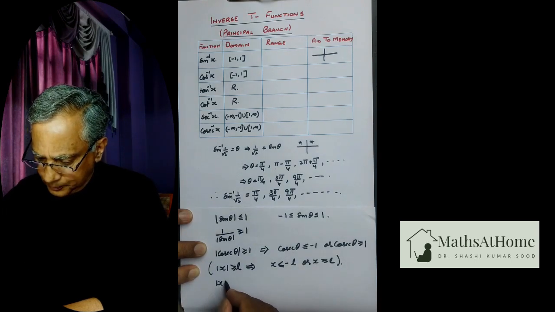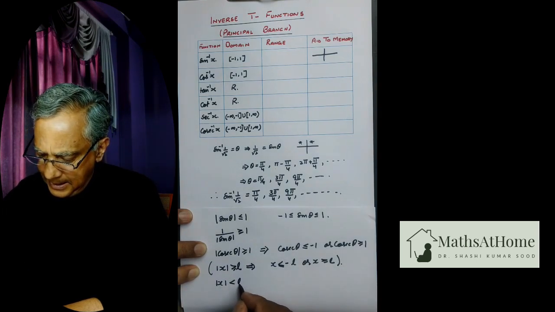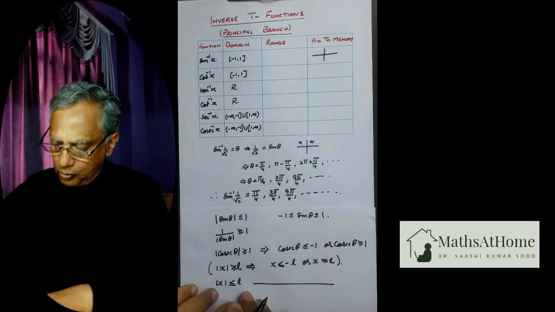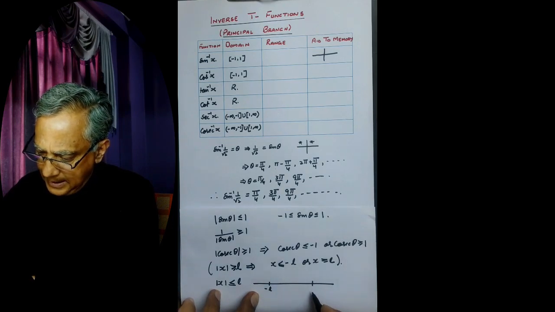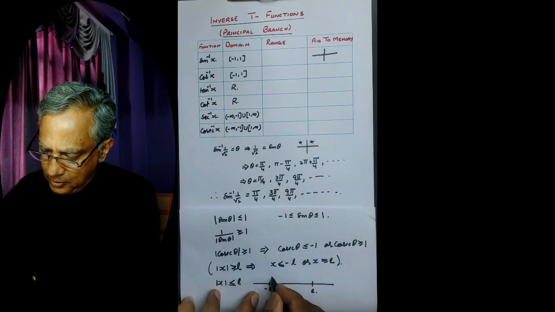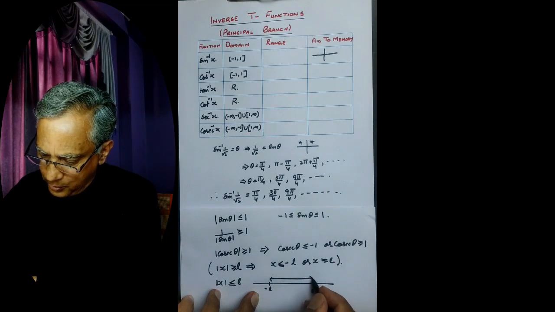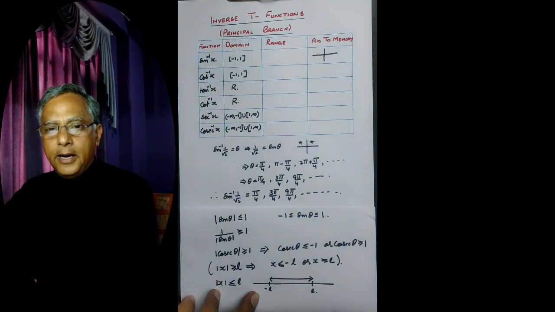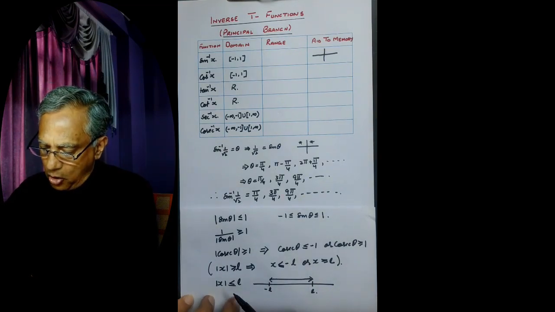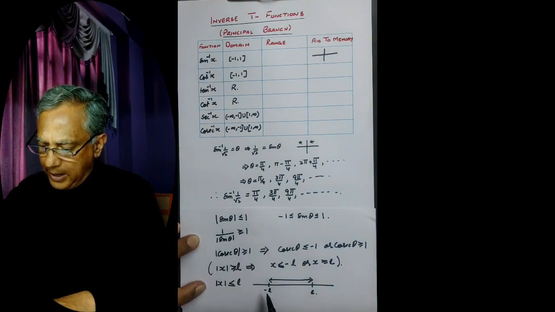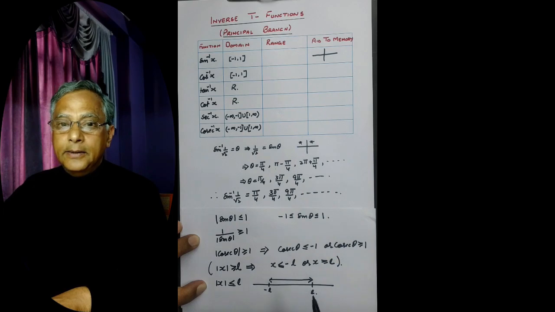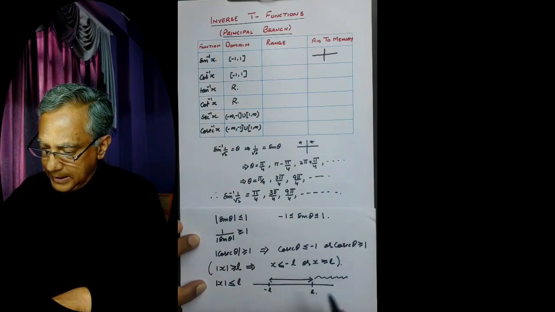Mod x is less than L. This means the values lie between, this is minus L and this is L. So values will lie in this interval. And mod of x greater than or equal to L will mean values do not lie in this interval. So the values will lie here.